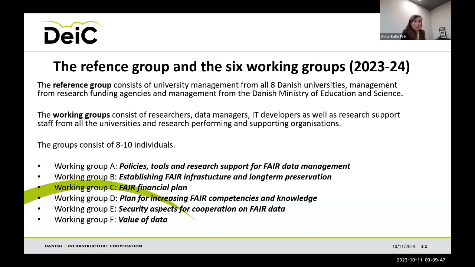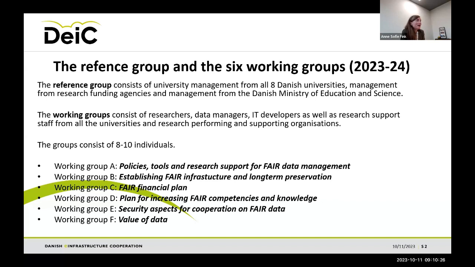Then we have the working groups, and for these working groups we have appointed researchers, data management managers, IT developers, I guess data stewards as well, research support of all kinds at the universities, and from research performing and supporting organizations. So these are the people who are actually doing stuff on a daily basis for implementing the FAIR principles.